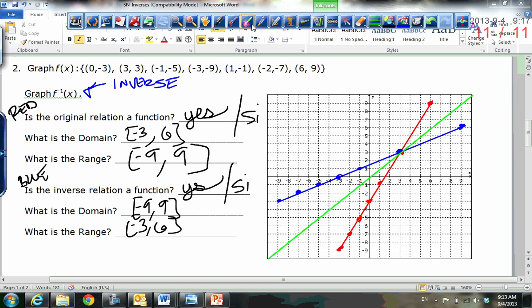Oh, there's a pattern somewhere. Look at the domain, and then look at the range. Look at the range, and look at the domain. Are they the same? They are. It's not a coincidence. All right, moving on. Is it always going to be like that? Yeah, the domain for the original will be the range for the inverse, and vice versa.